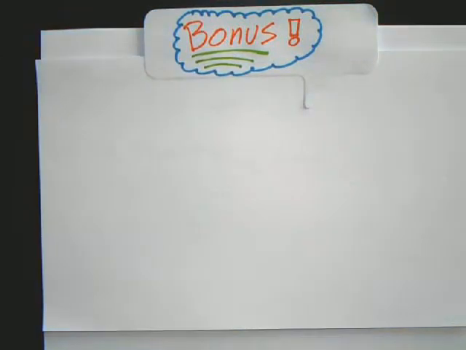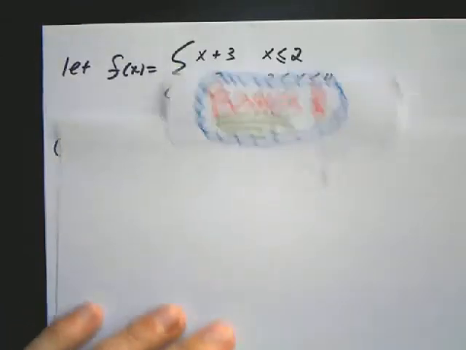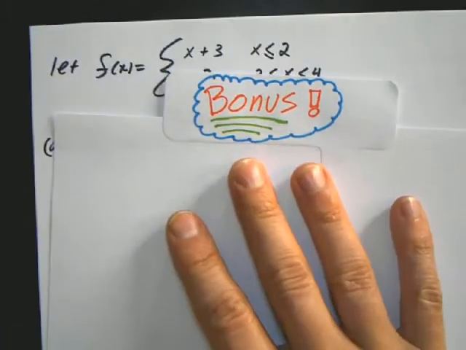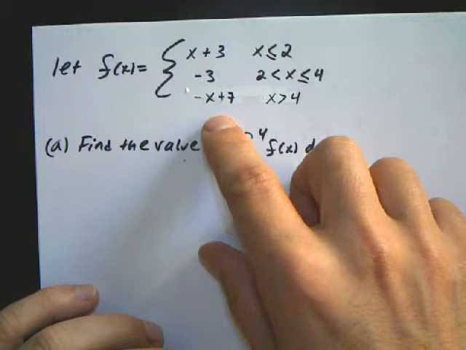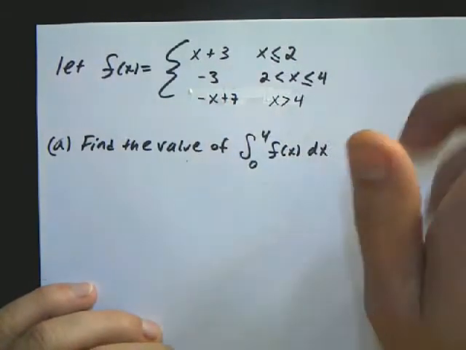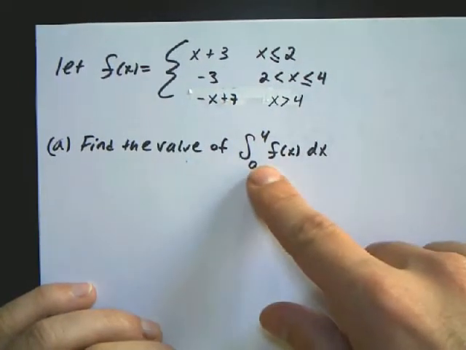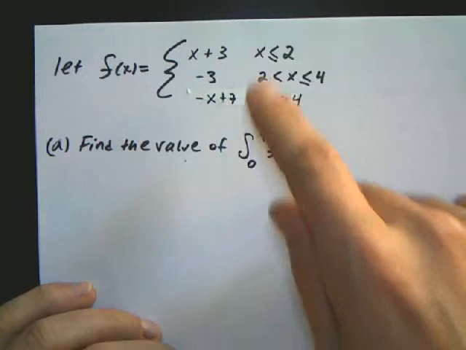Alright, this is another bonus video for 4.3 dealing with definite integrals, and we're working out a piecewise function. So I'm given f of x to be this weird looking piecewise function, and I want to find the value of this integral. So first of all, I have to sketch what this looks like.